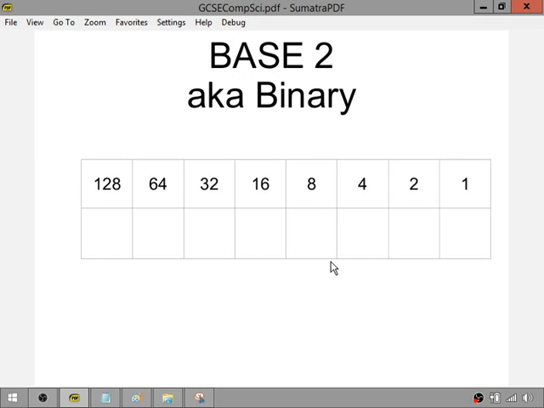Base 2, aka binary. Binary is used by computers. The reason why computers use binary is because they don't have hands. Yep, I'm being serious. Did you know your computer does not have hands? Yeah, okay, I'll just give you a second to comprehend that. Instead, a computer only understands two numbers, 0 and 1. On or off, high voltage or low voltage.